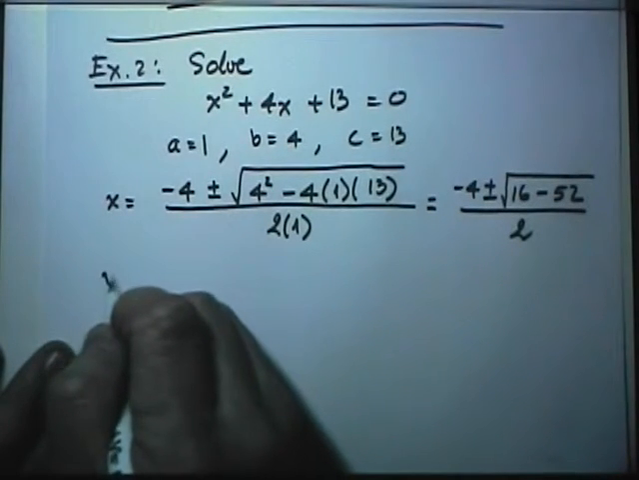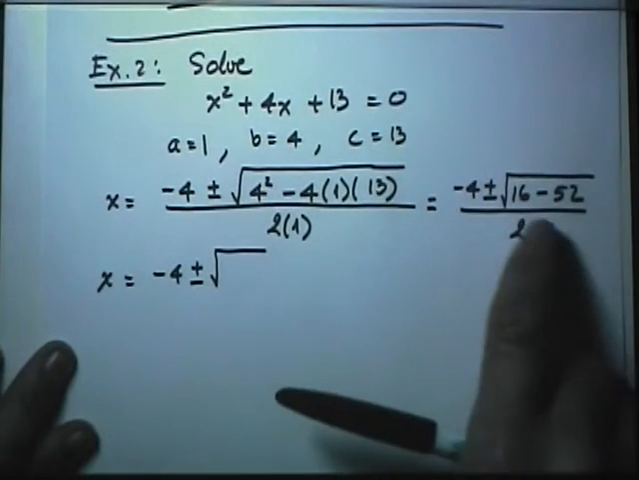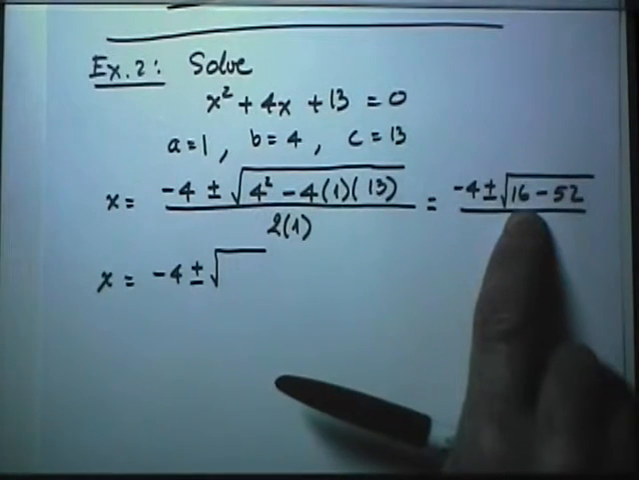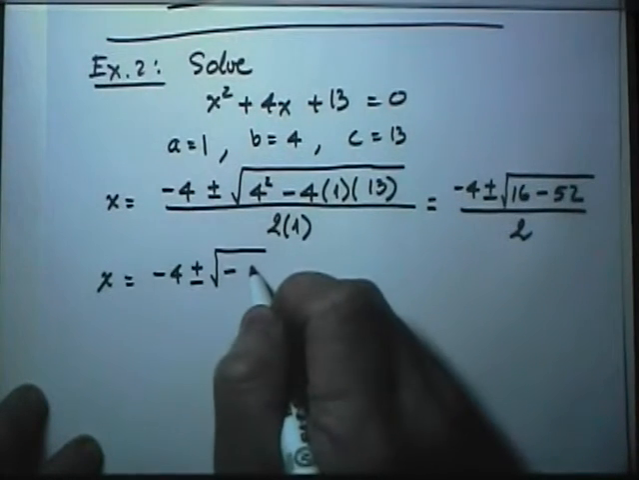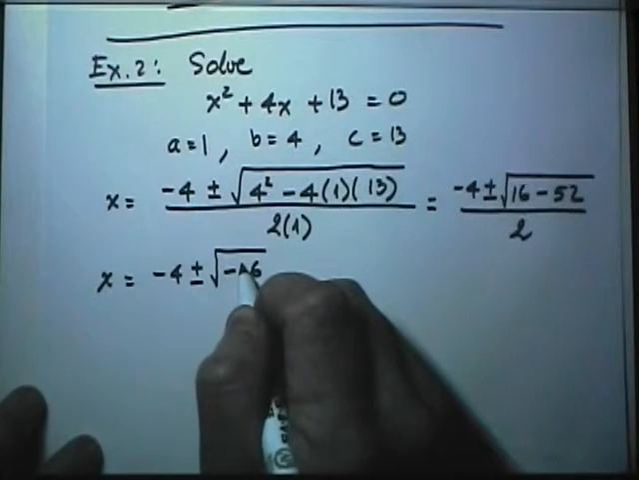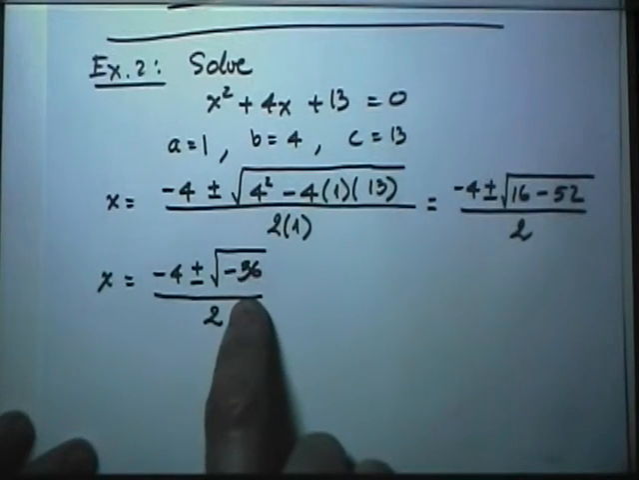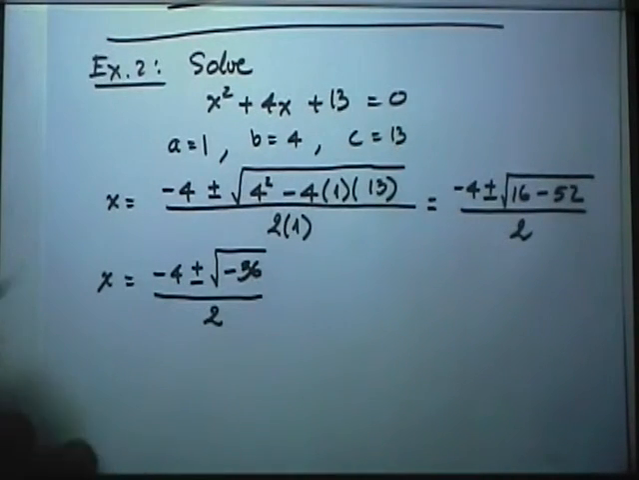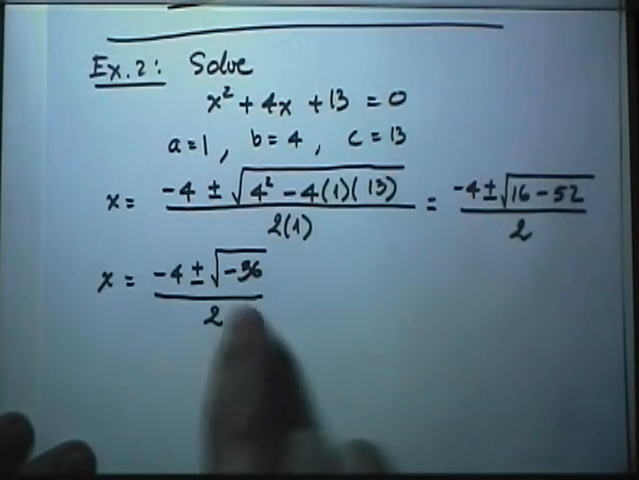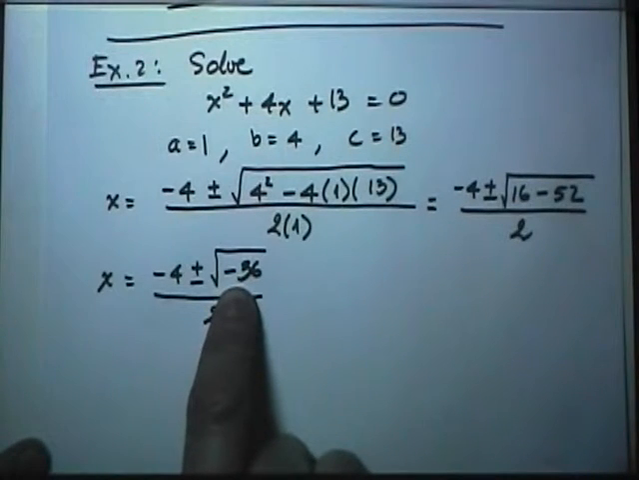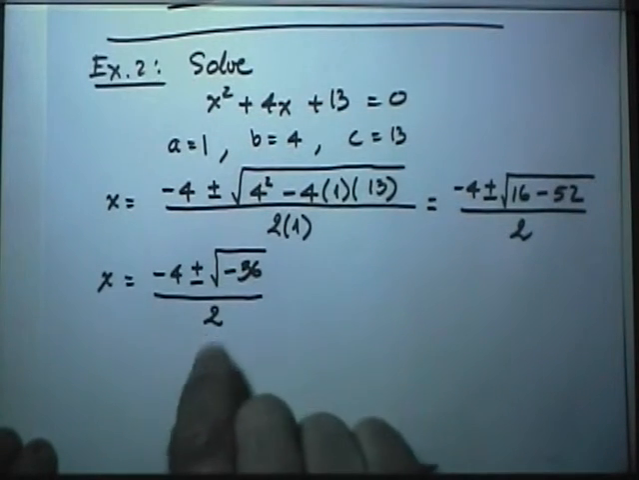Continuing a little further, I have minus 4 plus or minus the square root. Underneath the square root, 16 minus 52 is going to give me minus 36, and then over 2. Now, what is going on here? Before chapter 7, if we were learning this formula, we wouldn't know how to solve this, because we wouldn't know how to take the square root of a negative number. But at this point, you know how to find the square root of a negative number.